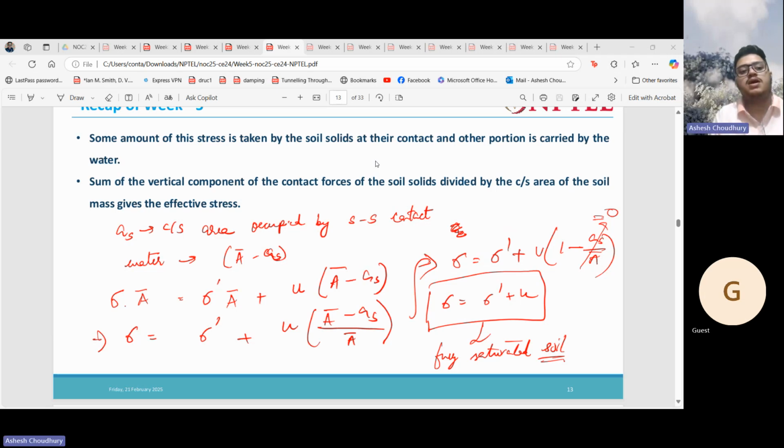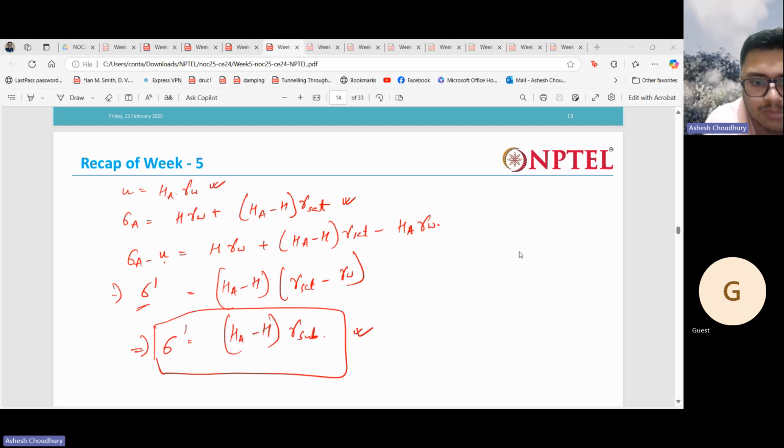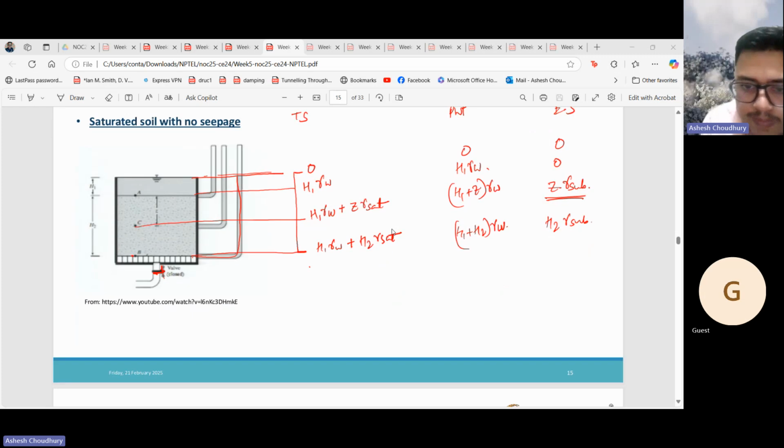So, some amount of the stress is taken by soil, which is under contact, and another portion is carried by the water. The vertical component of the contact forces of the soil divided by the cross-section area of the soil mass gives the effective stress. So this is how we get the effective stress, and then we derive it like this. We saw all these things already. You know how to calculate the effective stress at any point in a stratified soil layer. We solved many problems and already know how to do that.